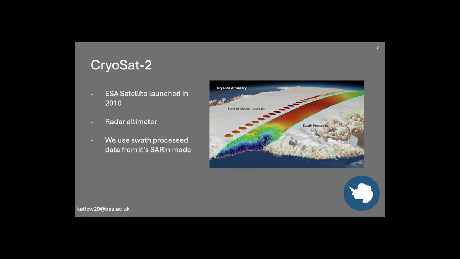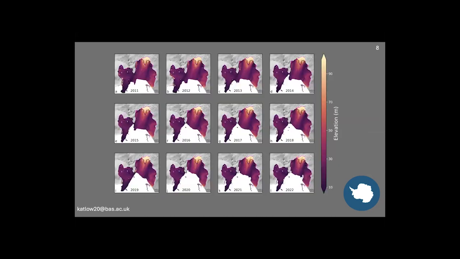Cryosat-2 is an ESA satellite that was launched in 2010. It uses a radar altimeter, and I've been using the swath processed data from its SAR interferometric mode, and that processing was done by Noel Gourmelen up in Edinburgh. So once I take this Cryosat-2 elevation data, we can create these digital elevation models, which we're able to create at a 250-meter spatial resolution every month. Here I've shown an example from every year, but they do exist for every month.